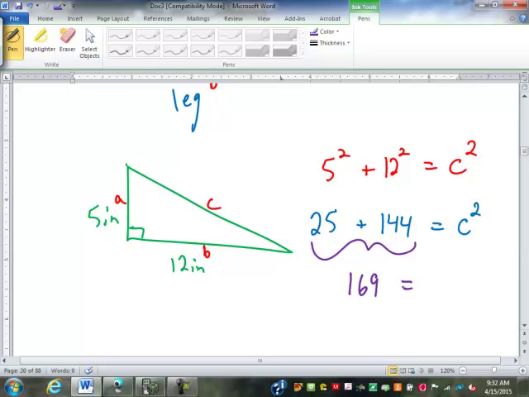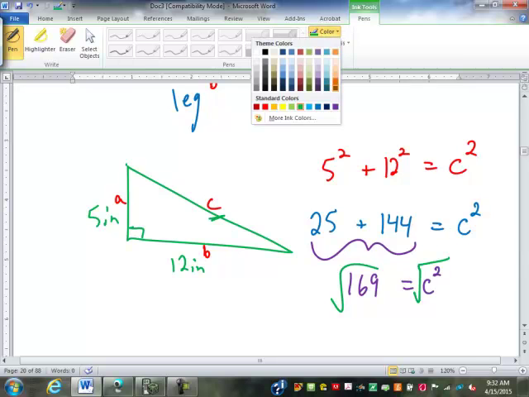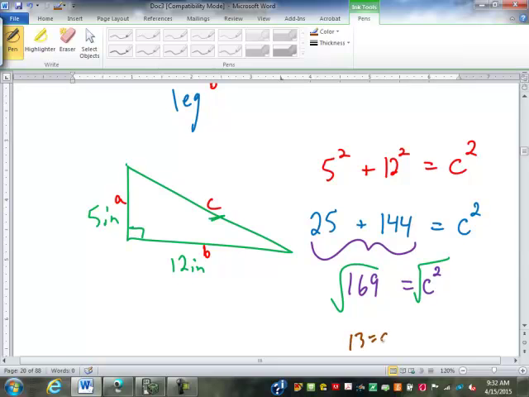169 equals C squared. But we're not done yet, because we want to know what C is, not C squared. So how do you solve this? Square root. The opposite of squaring something is square rooting it. So the square root of 169 is 13. So C is 13 inches. Make sense? All of that gets to 13.